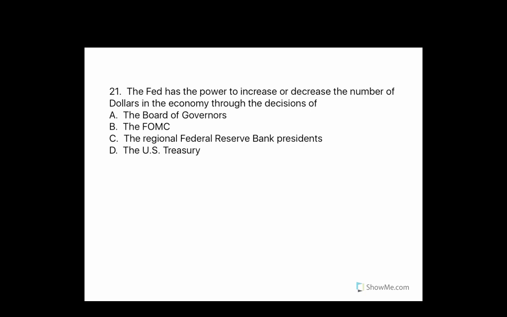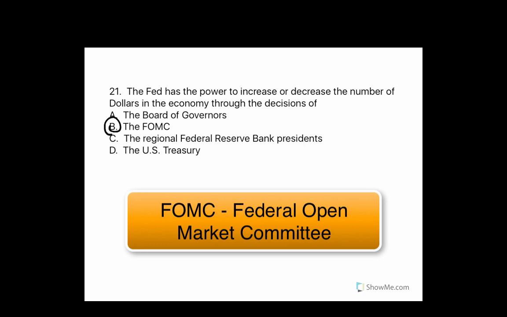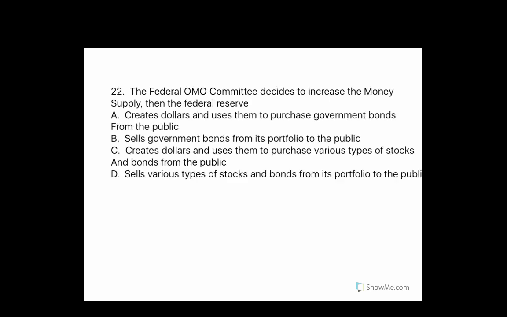Okay, next question says, the Fed has the power to increase or decrease the number of dollars through the decisions of, and that's the Federal Open Market Committee makes these decisions to buy bonds, which can increase the money supply, and that's what the FOMC will do. They'll go out into the market and decide to purchase bonds to increase the money supply and indirectly affect interest rates.